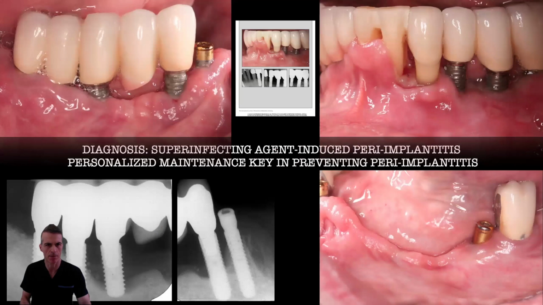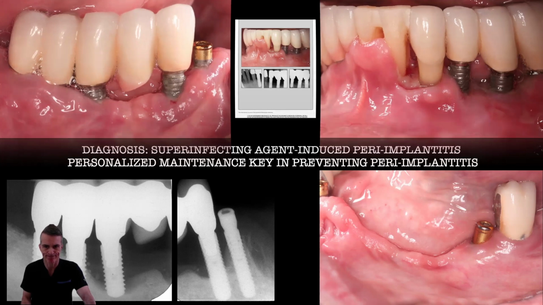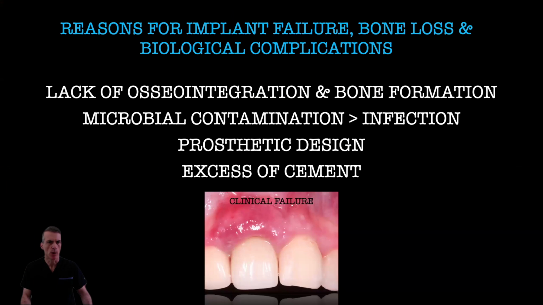This particular case was a referral from a colleague who wanted an opinion on how to proceed. We identified by culture and PCR a number of superinfecting agents, such as enteric rods, yeast, and ultimately Aggregatibacter actinomycetemcomitans, which, as you know, can cause rapid progressive bone loss. So the diagnosis was superinfecting agent-induced peri-implantitis. And these cases can be a nightmare, and we may end up losing all the implants. So we need to act quickly indeed.